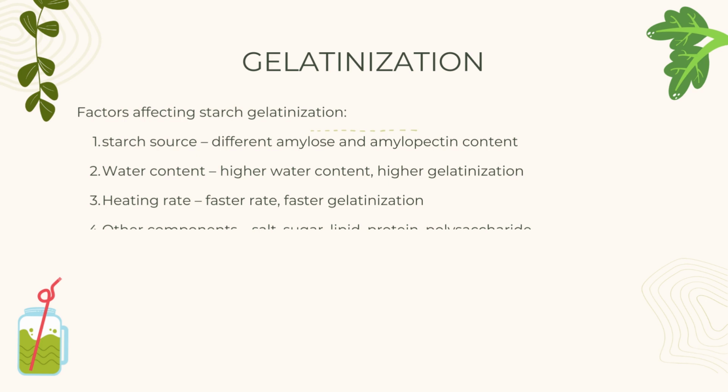Factors affecting starch gelatinization: starch sources, because different kinds of storage have different amounts of amylose and amylopectin. The water content: with a higher amount of water you will have a higher gelatinization rate. Heating rate: the faster the heating, the faster gelatinization happens. Lastly is the presence of other components such as salt, sugar, lipid, protein, and polysaccharide.